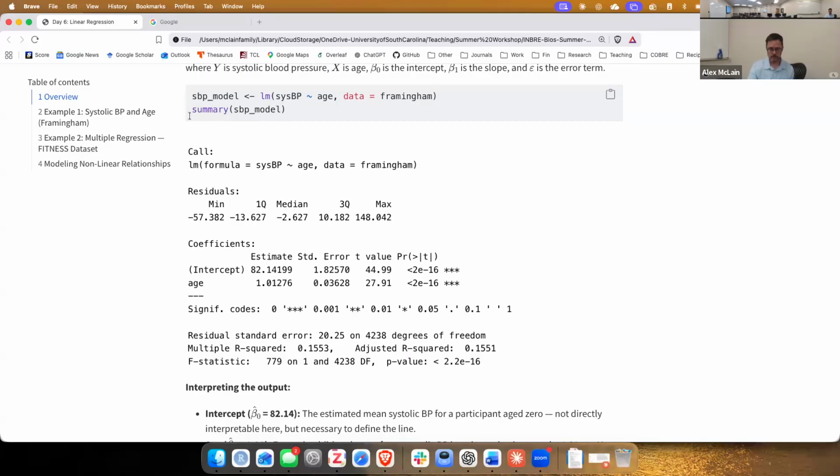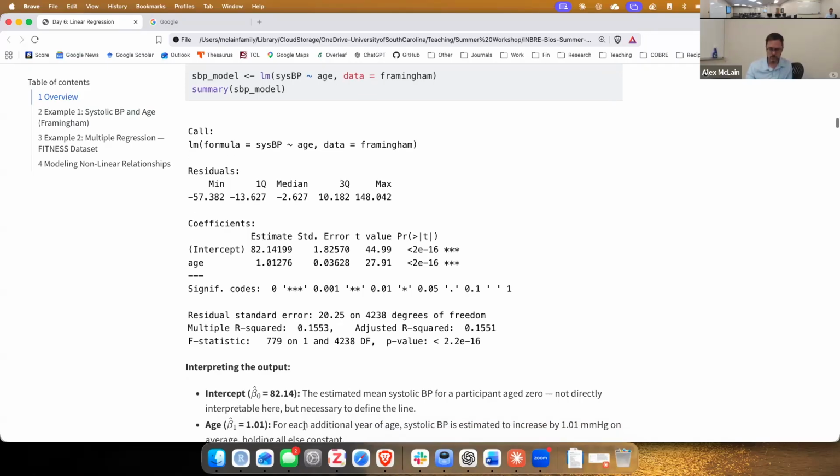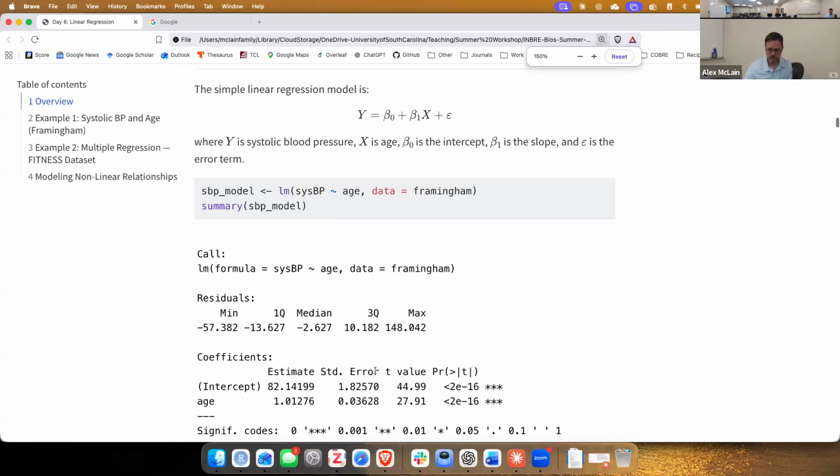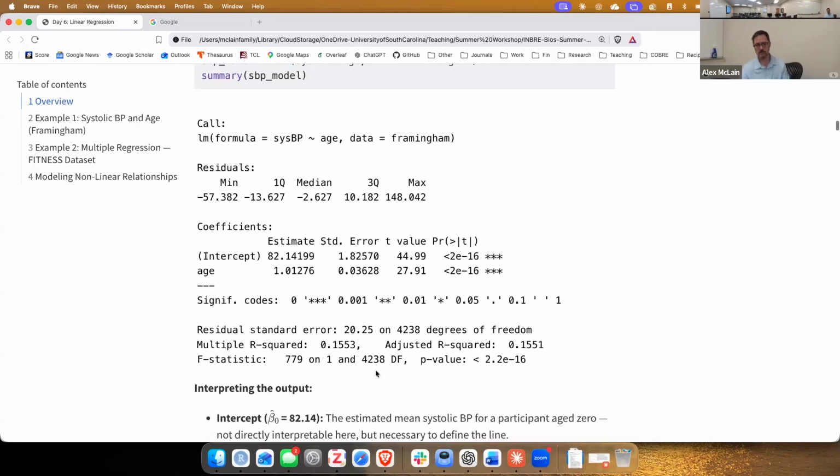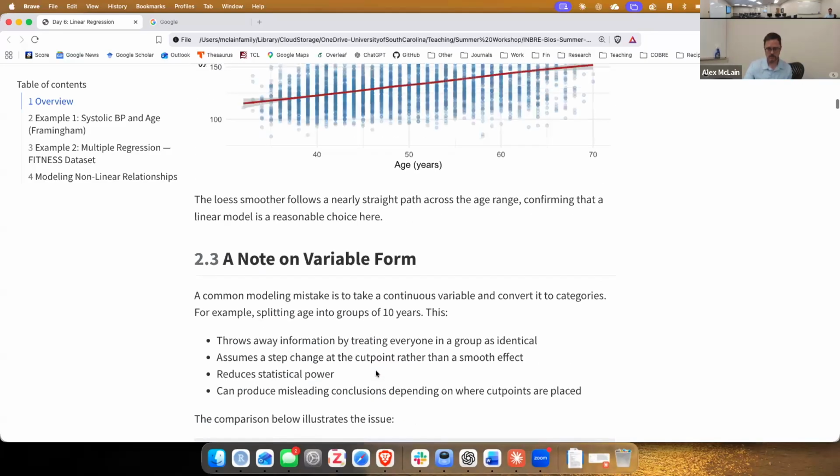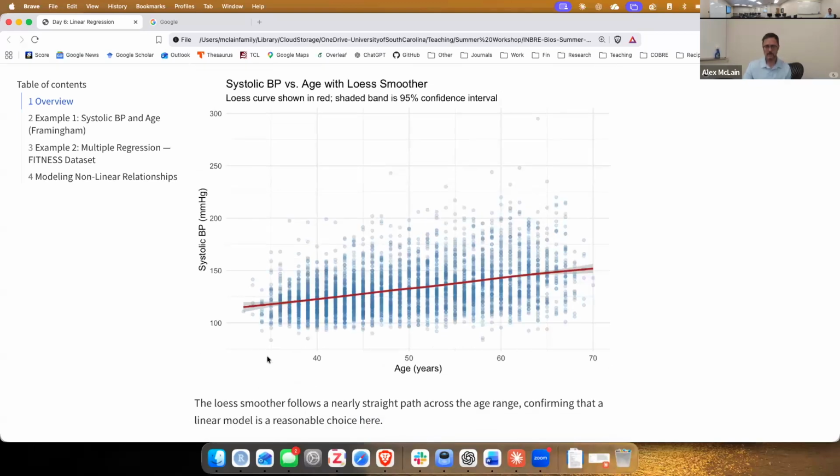And then we use the summary function to get the meat of the information about the linear regression model that we just ran. So we run this, we get an intercept of 82.1. This is the estimated mean systolic blood pressure for a participant that is aged 0. So not really meaningful in this situation because we don't have anyone that's even close to 0 in our data, right? So we wouldn't want to interpret that. We wouldn't want to really use that in any way.